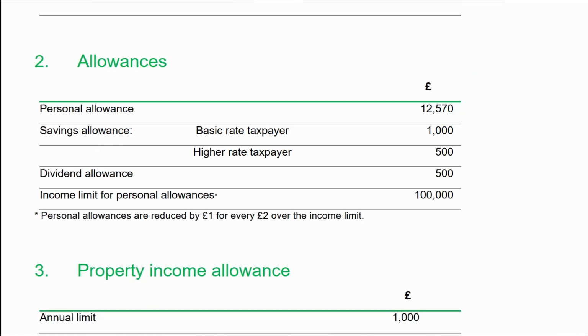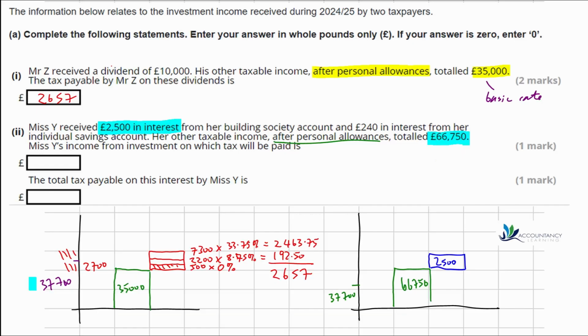But looking at our reference materials for savings, the higher rate taxpayer has an allowance of £500. So of that 2,500, 500 is tax-free. So 500 of this is going to be at zero tax, and the remaining 2,000 will be taxed at the higher rate, which is 40%. So the income from the investment, which is subject to tax, is 2,000, and the tax payable, well, 40% of 2,000 is 800.